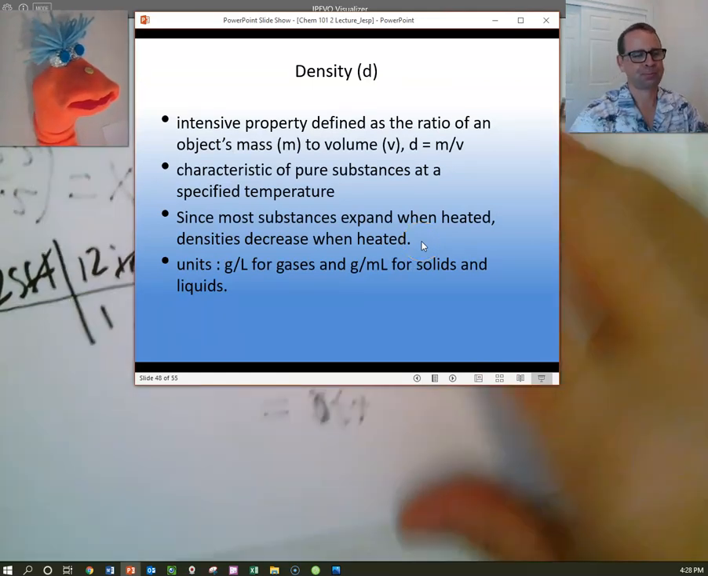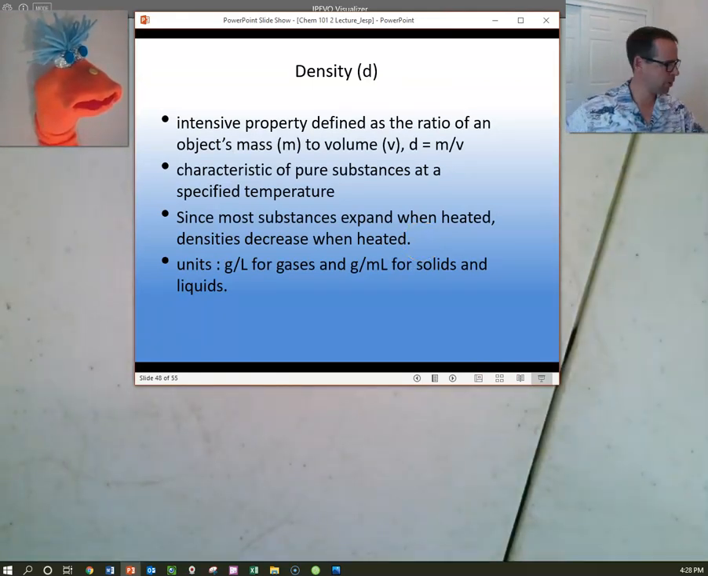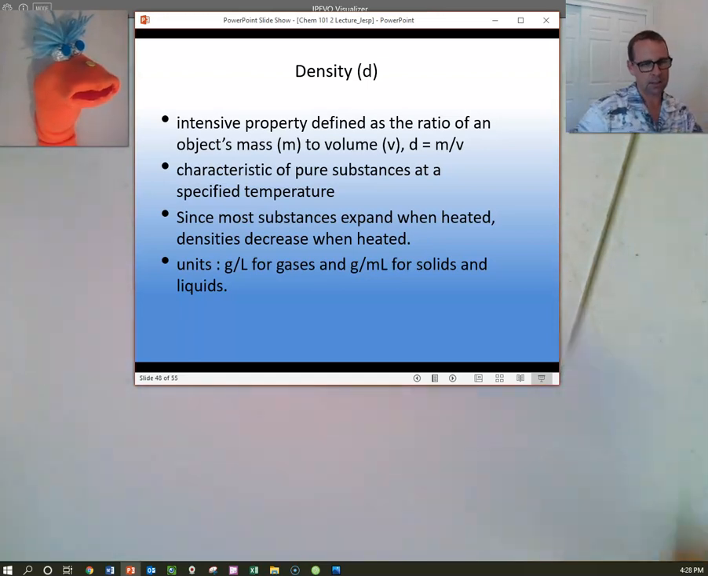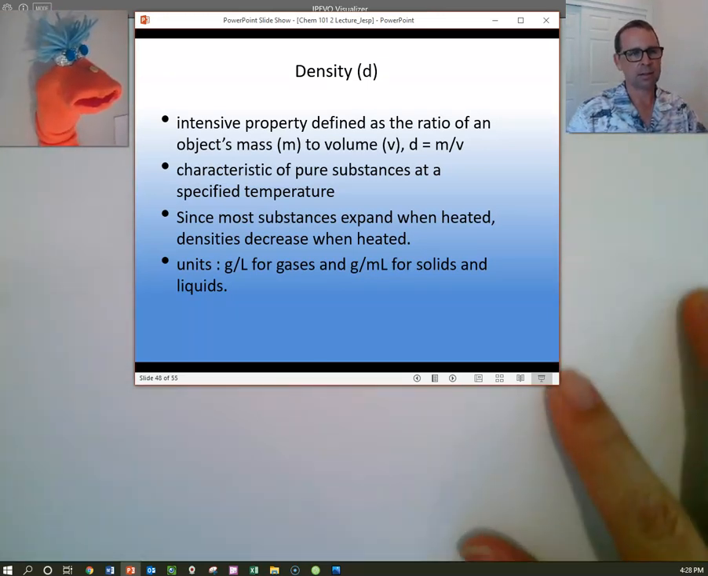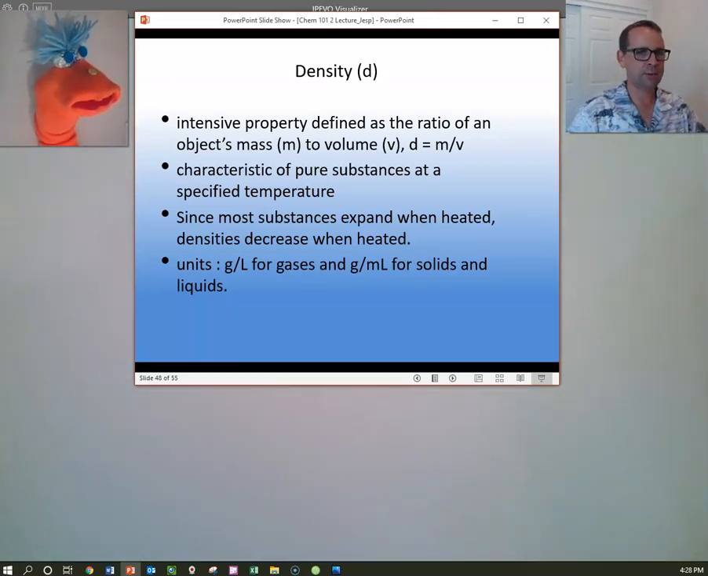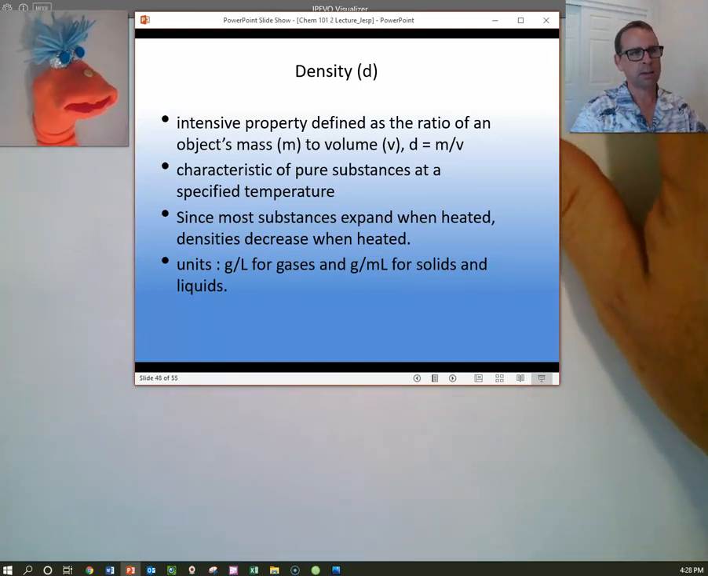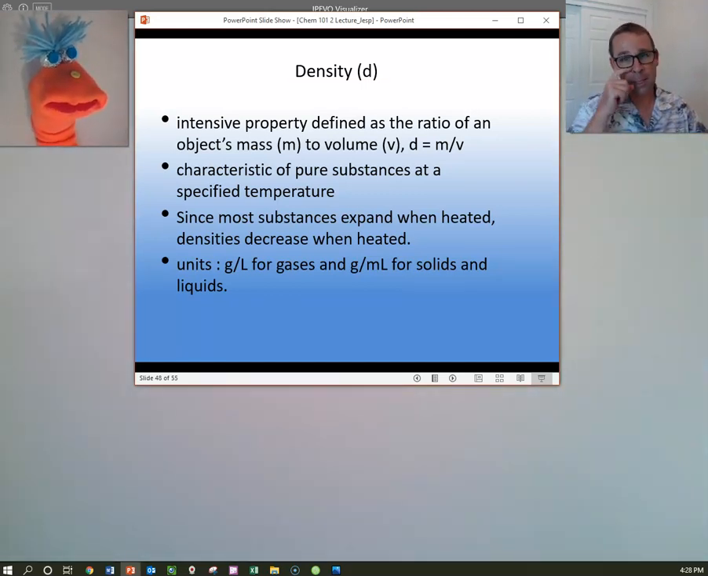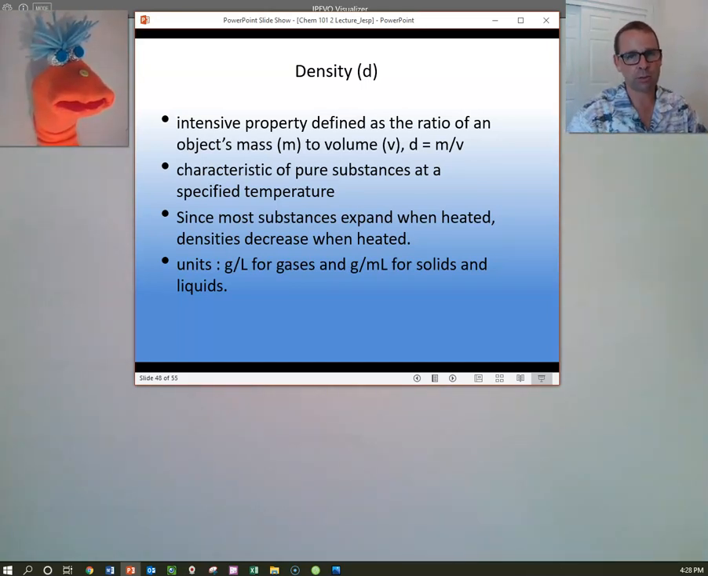Very good. Now, let me talk a little bit about density. Density is an intensive property, which means that it's the same for a given chemical. So the density of water is the same here as it is at the top of the mountain.